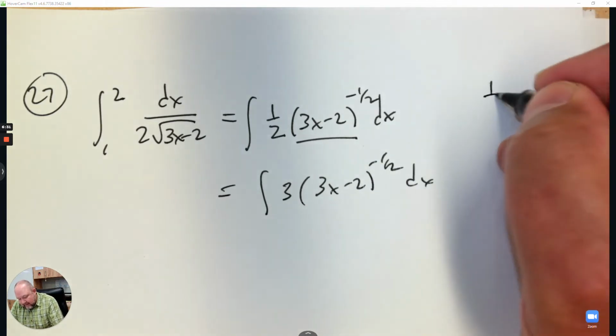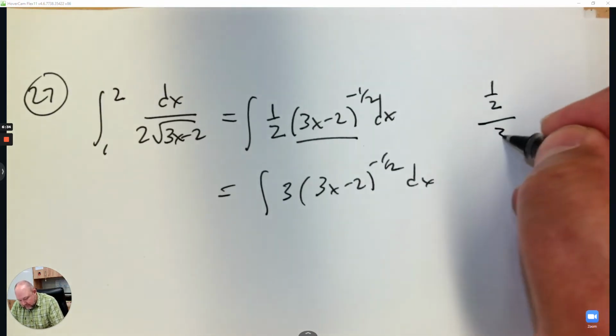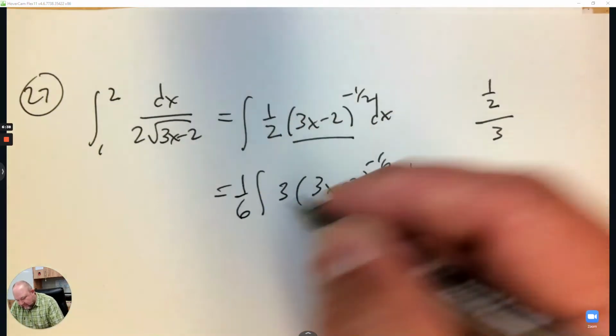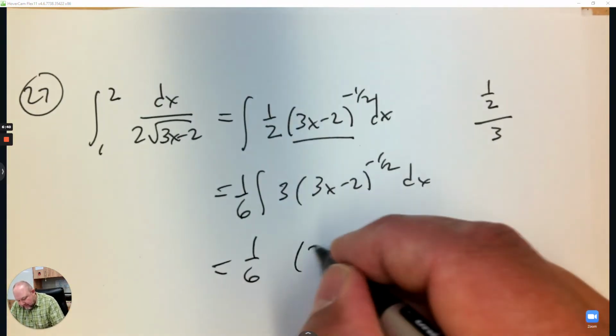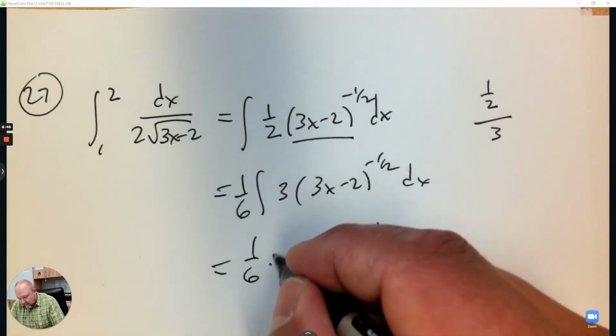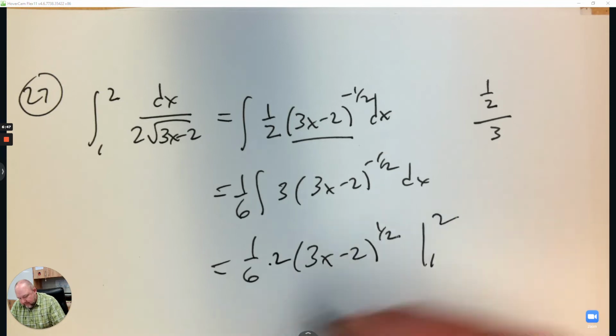It was 1/2 and it became 3. So what's 1/2 divided by 3? That's 1/6, so it's going to start with 1/6. I'm going to add 1 to the exponent, divide or the reciprocal, and then I'm integrating from 1 to 2.